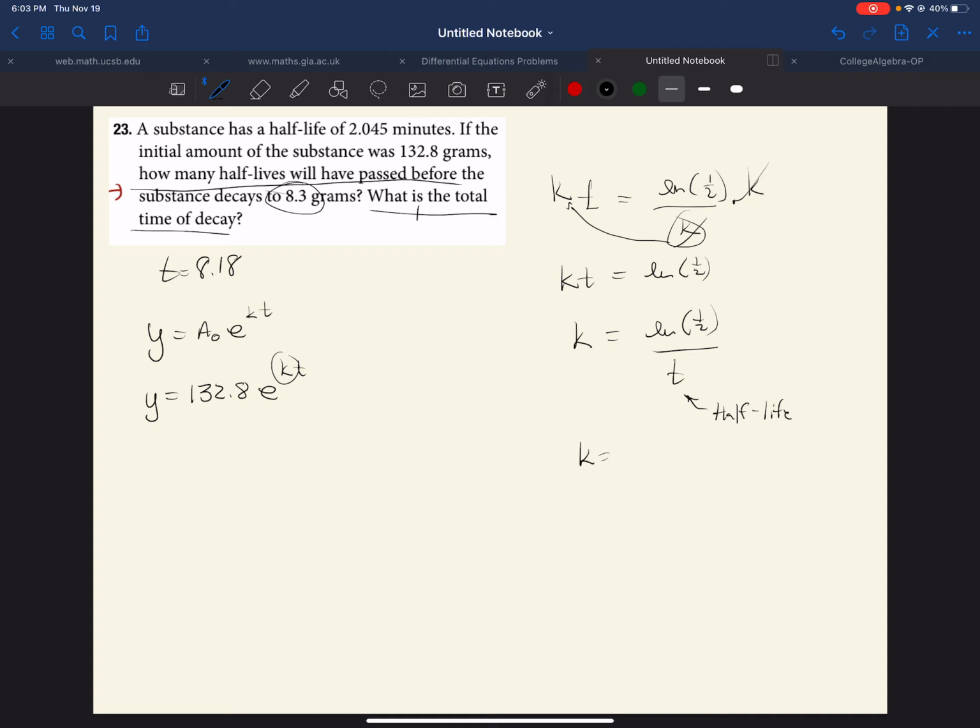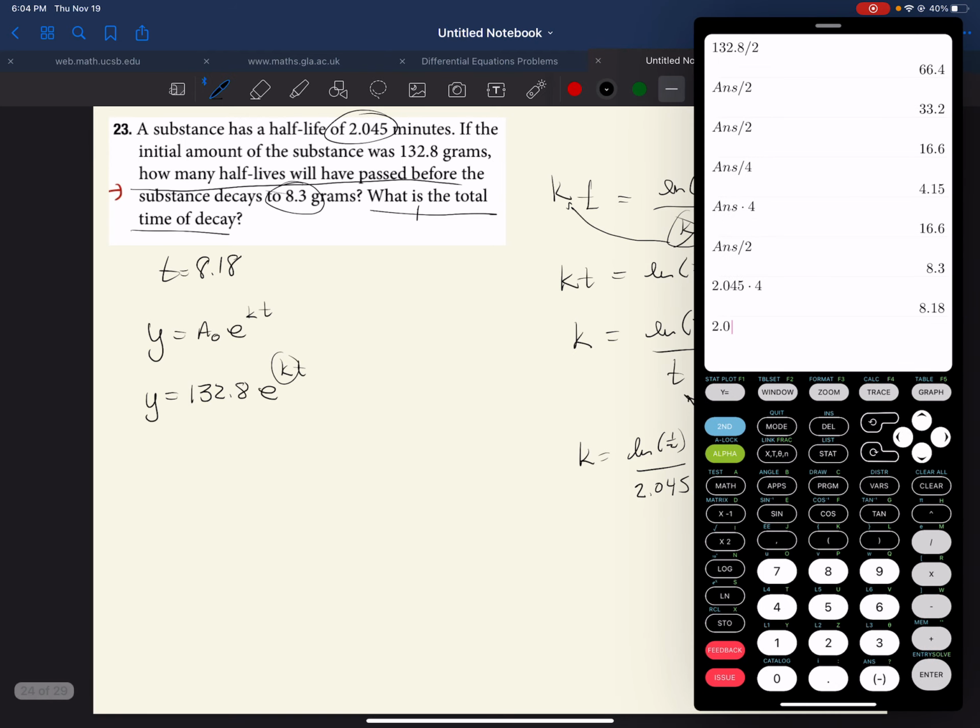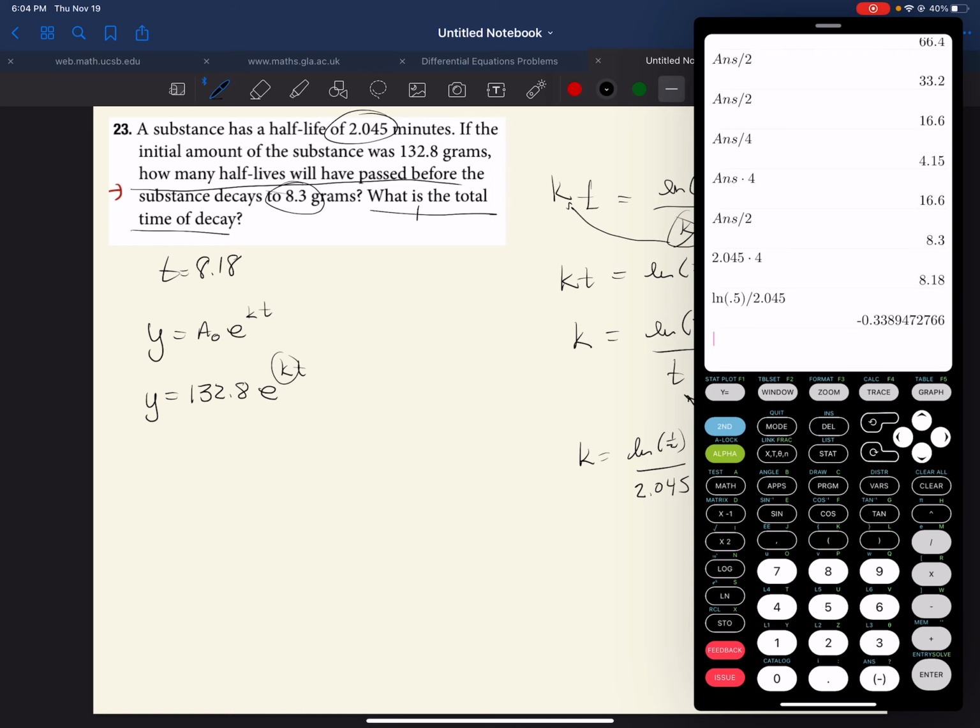And so if I took k to be ln of 1/2 over the time, which is 2.045 minutes, then I've got k. So let's go ln of 0.5 divided by 2.045. That gives me a k of negative 0.3389472766. So I know now my formula is 132.8 e to the negative 0.3389472766 times t.